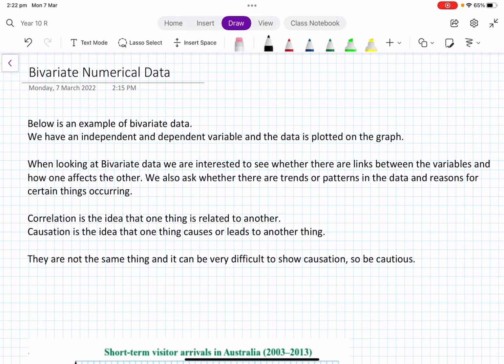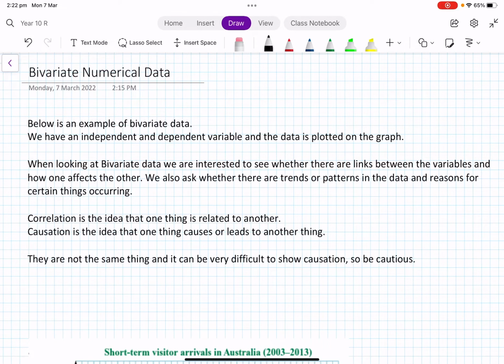Bivariate, by now you should have looked at the idea of variables. Bivariate simply means two variables. And so it's really about having this independent and dependent variable. You see it presented in some way, you collect the data, you analyze it, you present it on a graph, you do some analysis, and then you say, well, are there links between this?